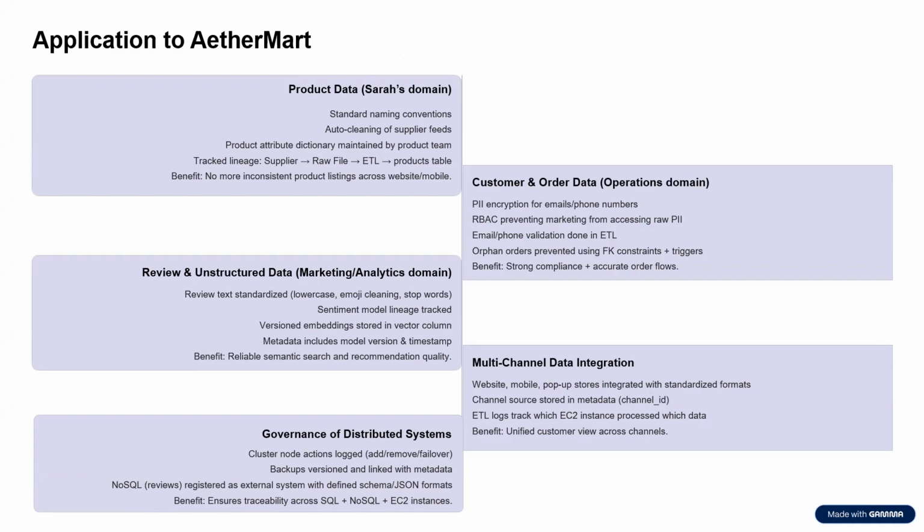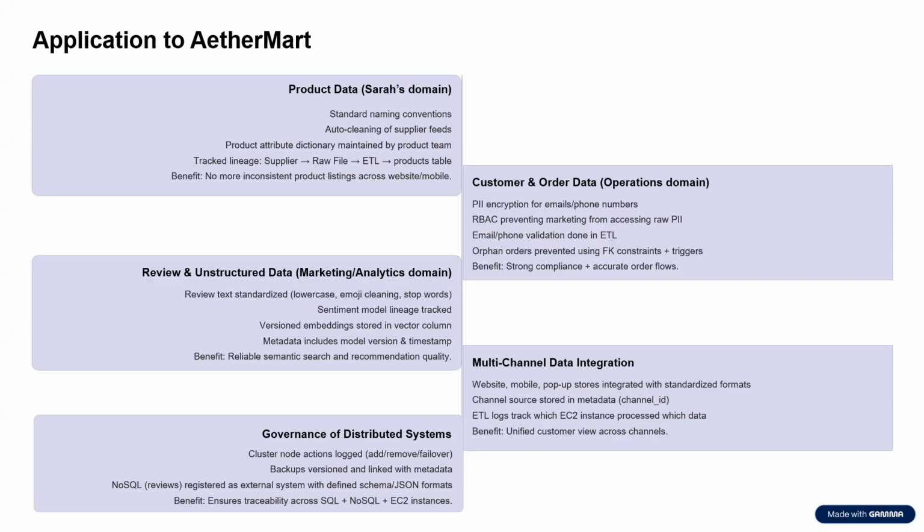product data. So for product data, we should have standard naming conventions, auto cleaning of supplier, then a product attribute dictionary maintained by the product team. So the benefit is that no more inconsistent product listings will be there across website or mobile if we have this governance track.